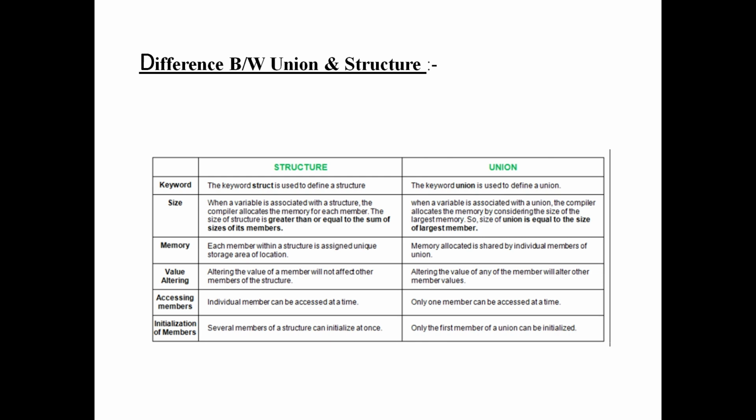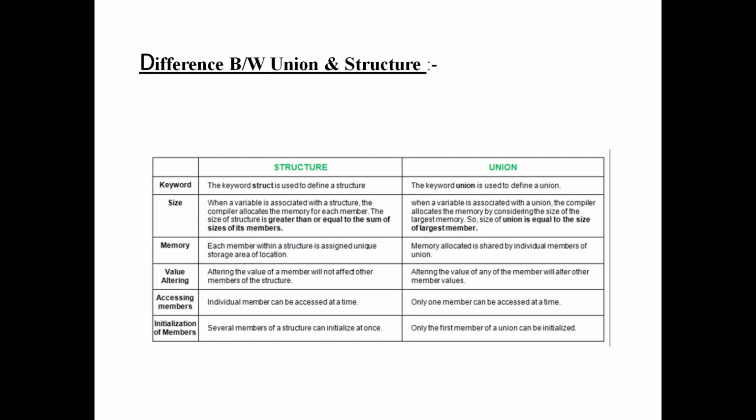Each member within a structure is assigned a unique storage location. In unions, the memory allocated is shared by the individual members of the union. Altering the value of a member will not affect other members of a structure. Whereas in unions, altering the value of any member will affect the other members' values.